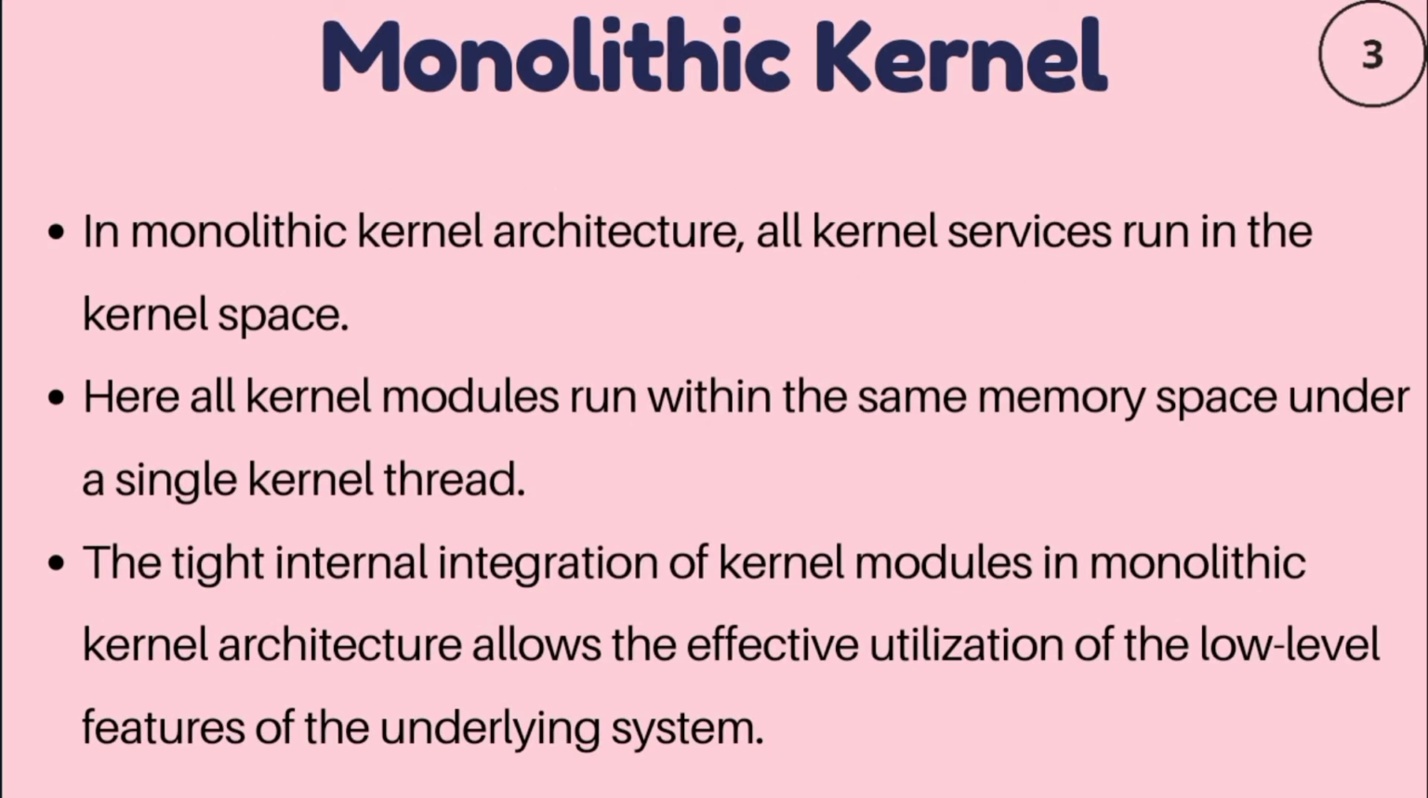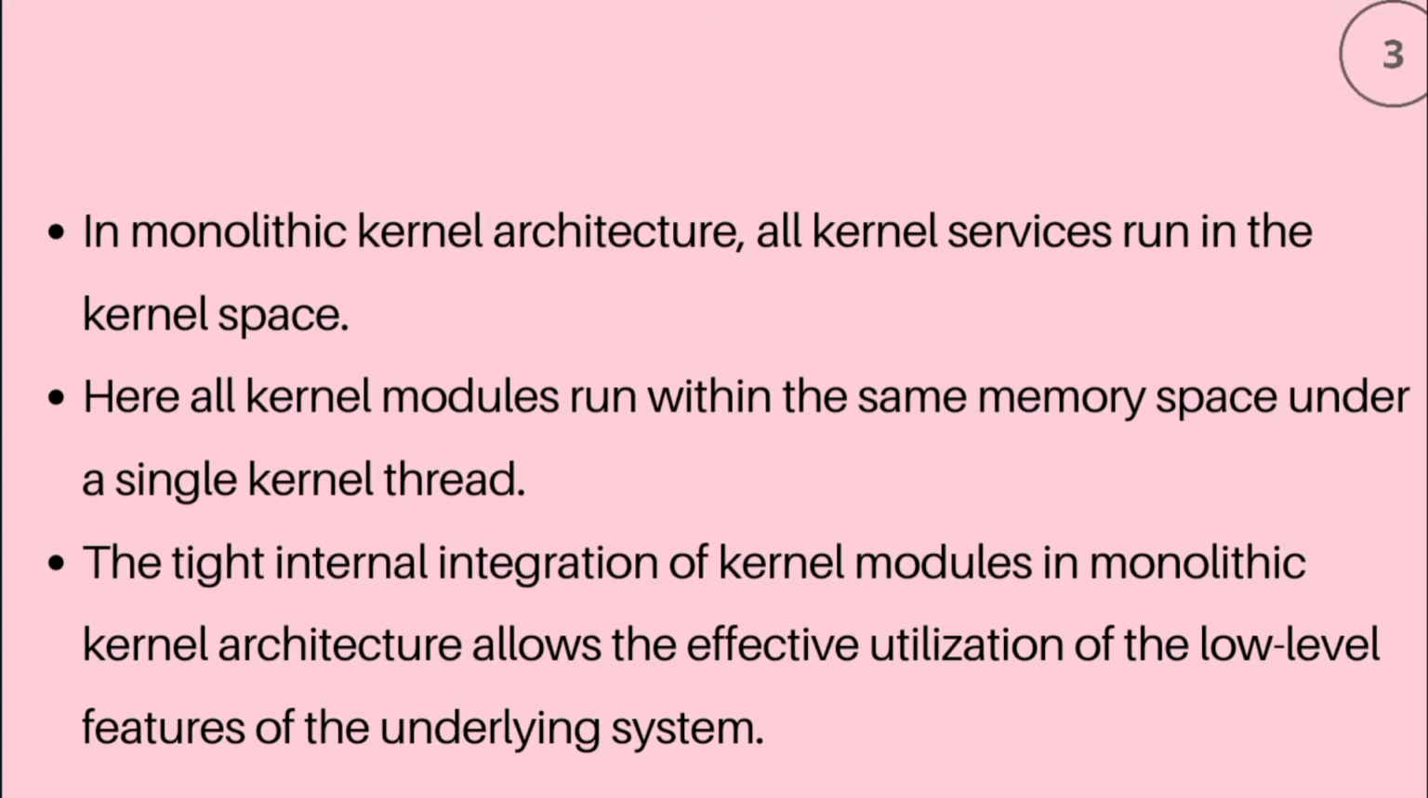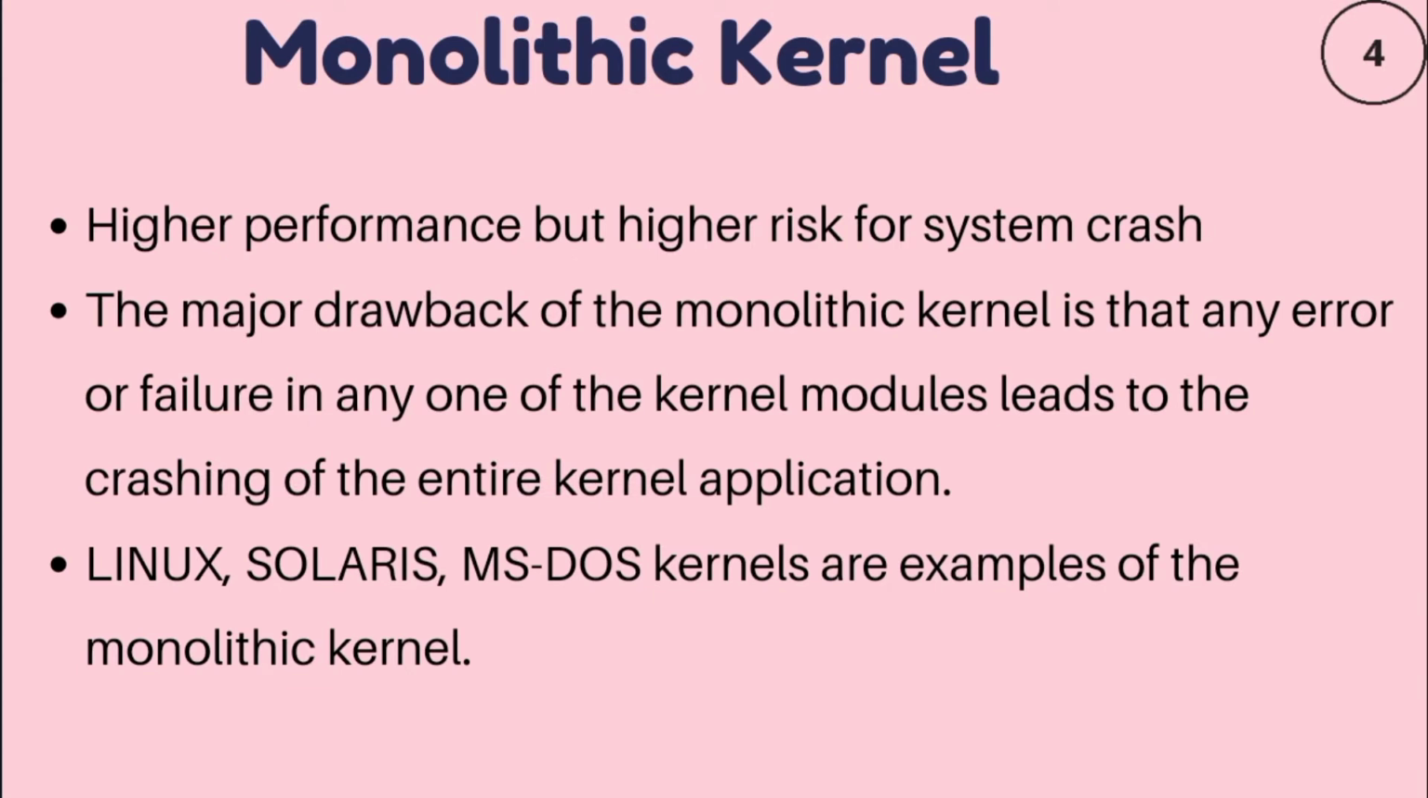In monolithic kernel architecture, all kernel services run in the kernel space. Here, all the kernel modules run within the same memory space under the single kernel thread. The tight internal integration of kernel modules in monolithic kernel architecture allows the effective utilization of low-level features of the underlying system. Monolithic kernel advantages: it gives high performance, but it is a high risk for system crash.